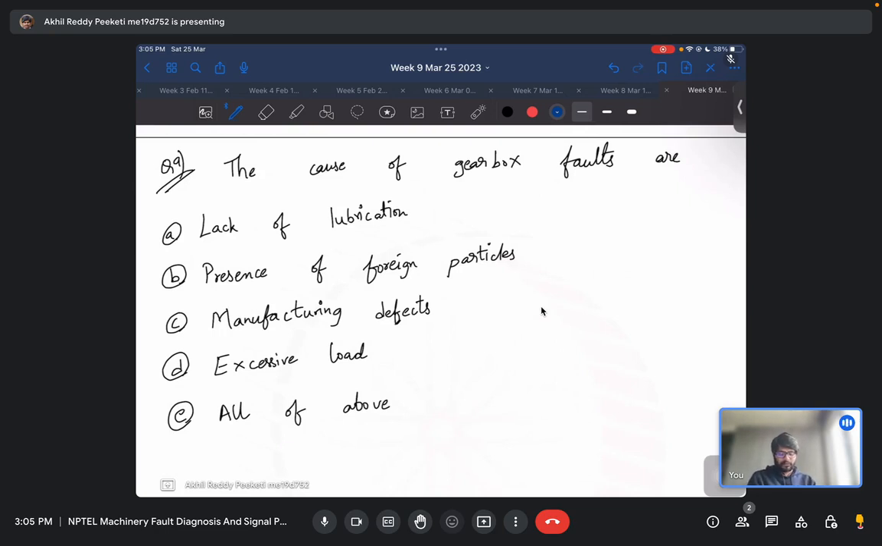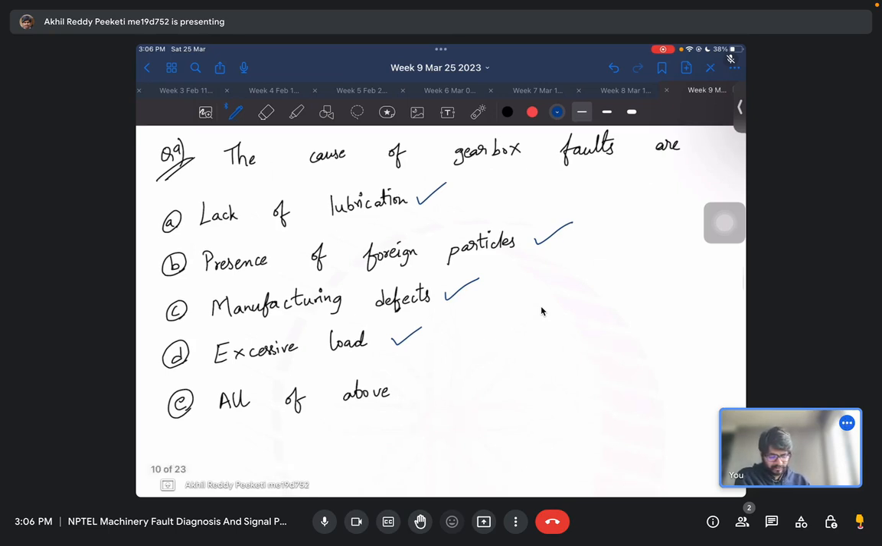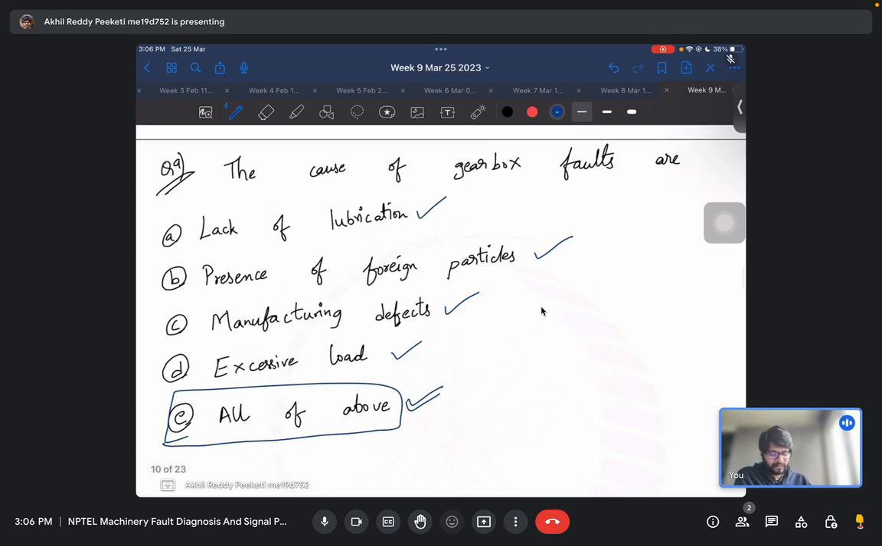Next question. What would be the reasons for failure in the gearbox? Lack of lubrication. Yes, it is possible. Presence of foreign particles. So when you have oil helping lubrication, and if there are any foreign particles, they might get stuck in between gears and can actually cause faults. And if there are any manufacturing defects, that is, the gear is not made properly or smoothly, or one of the teeth is missing, and if there is an excessive load that could actually damage the gears itself, it will lead to gearbox faults. So the answer is all of the above. The causes of gearbox faults: lack of lubrication, presence of foreign particles, manufacturing defects, or too much load. All of this could result in faults of the gearbox.